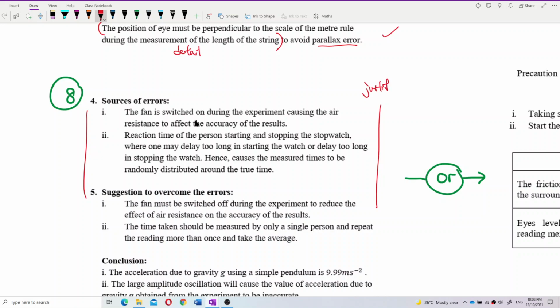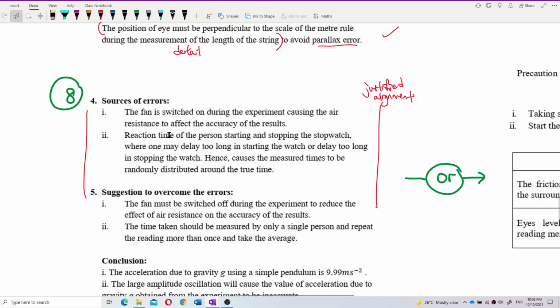Your alignment, justified alignment. I want your lab report to have justified alignment. I don't want it to be not justified. Understand? Okay. See, detail, errors, and then suggestion to overcome. Fan must be switched off to reduce what? Air resistance, to not affect the accuracy. Okay, one error, one precaution.